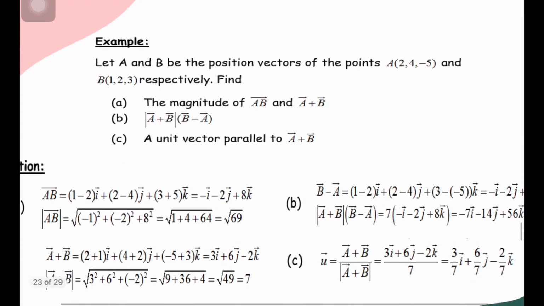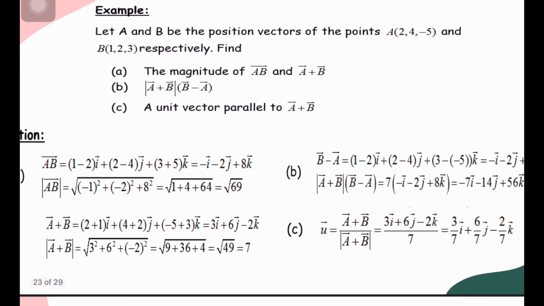Let's see an example here. Let A and B be the position vectors of the points 2, 4, negative 5 and 1, 2, 3 respectively. Find the magnitude of AB and A plus B. You need to read this question carefully. A and B are position vectors, meaning we have from origin to A, the first one, and from origin to B, the second one.